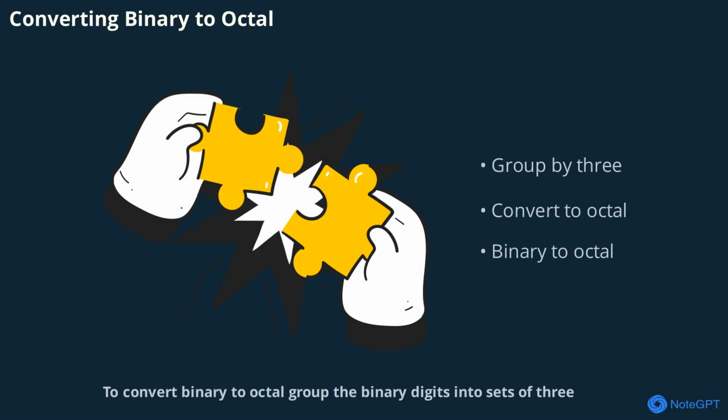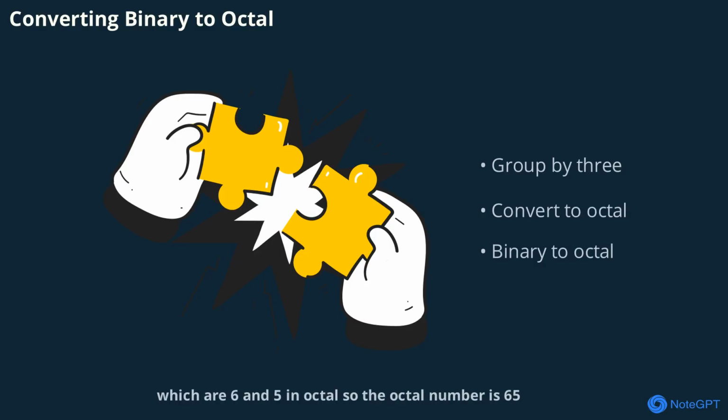To convert binary to octal, group the binary digits into sets of 3 starting from the right, then convert each group to its octal equivalent. For example, the binary number 110,101 can be grouped as 110 and 101, which are 6 and 5 in octal, so the octal number is 65. This method is quick and useful in computer science.